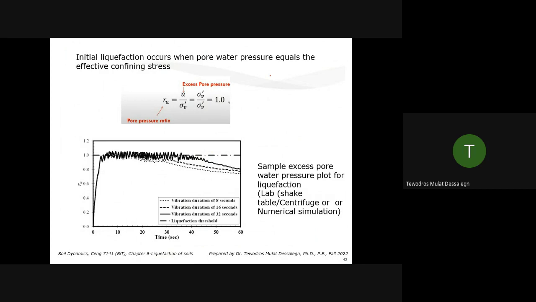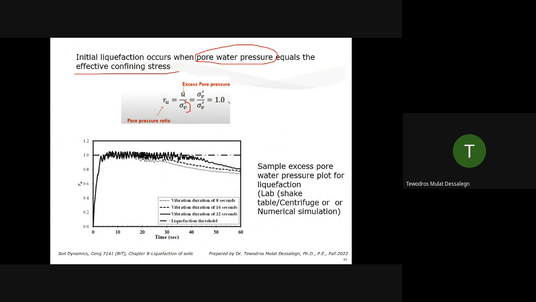It's not only having a loose sand. For liquefaction to occur, what should happen? The water pressure that's developing should exceed the effective stress at that depth, right? If it exceeds, then a sand boil is occurring. The water is coming out, right? That should happen. So it's saying initial liquefaction occurs when pore water pressure, the one increasing due to the seismic event, equals the effective confining stress.